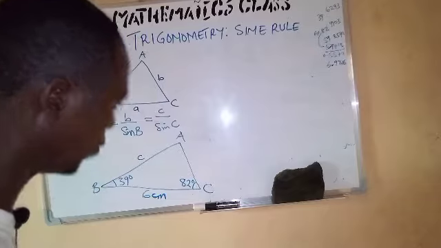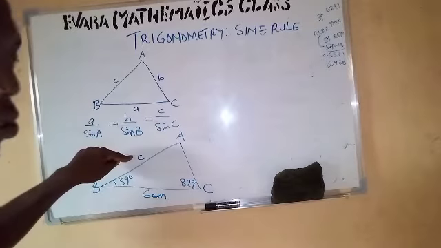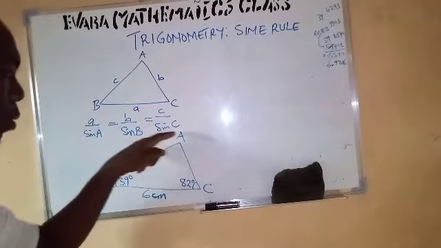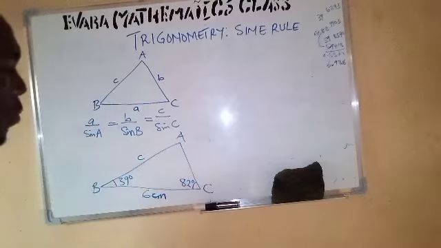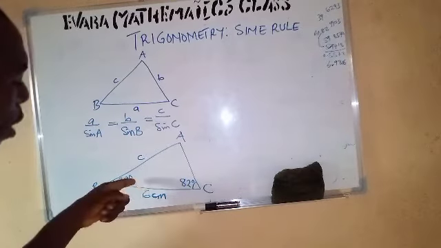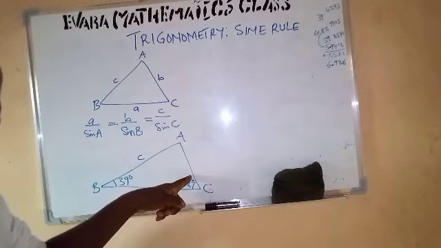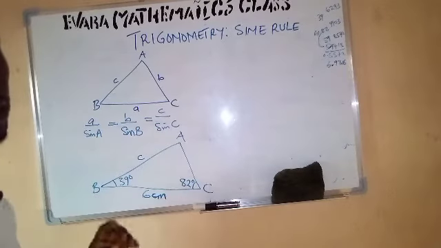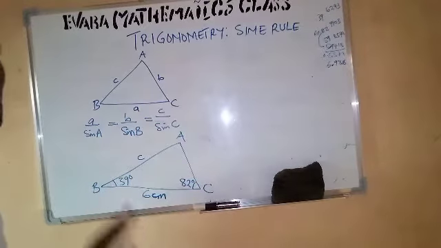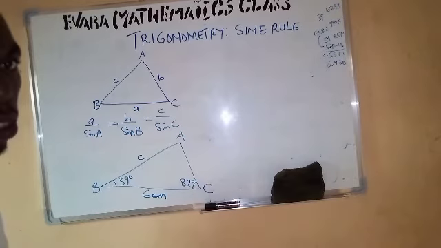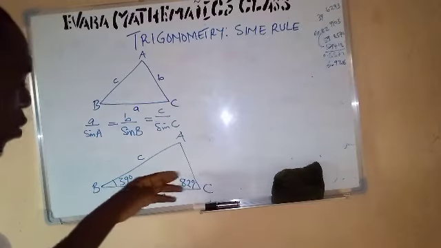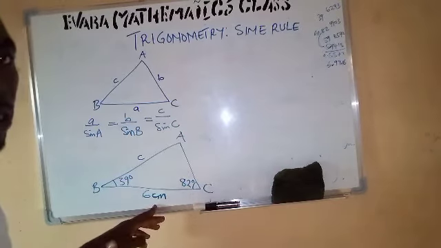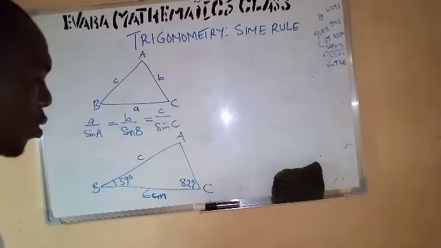In this question now, we are asked to find the value of the small c. That means you are looking for AB, this c. Now, what are we given? We have two angles and one side, which is the condition 3, the third condition given earlier. Two angles and one of the sides. That's what we have in this question.